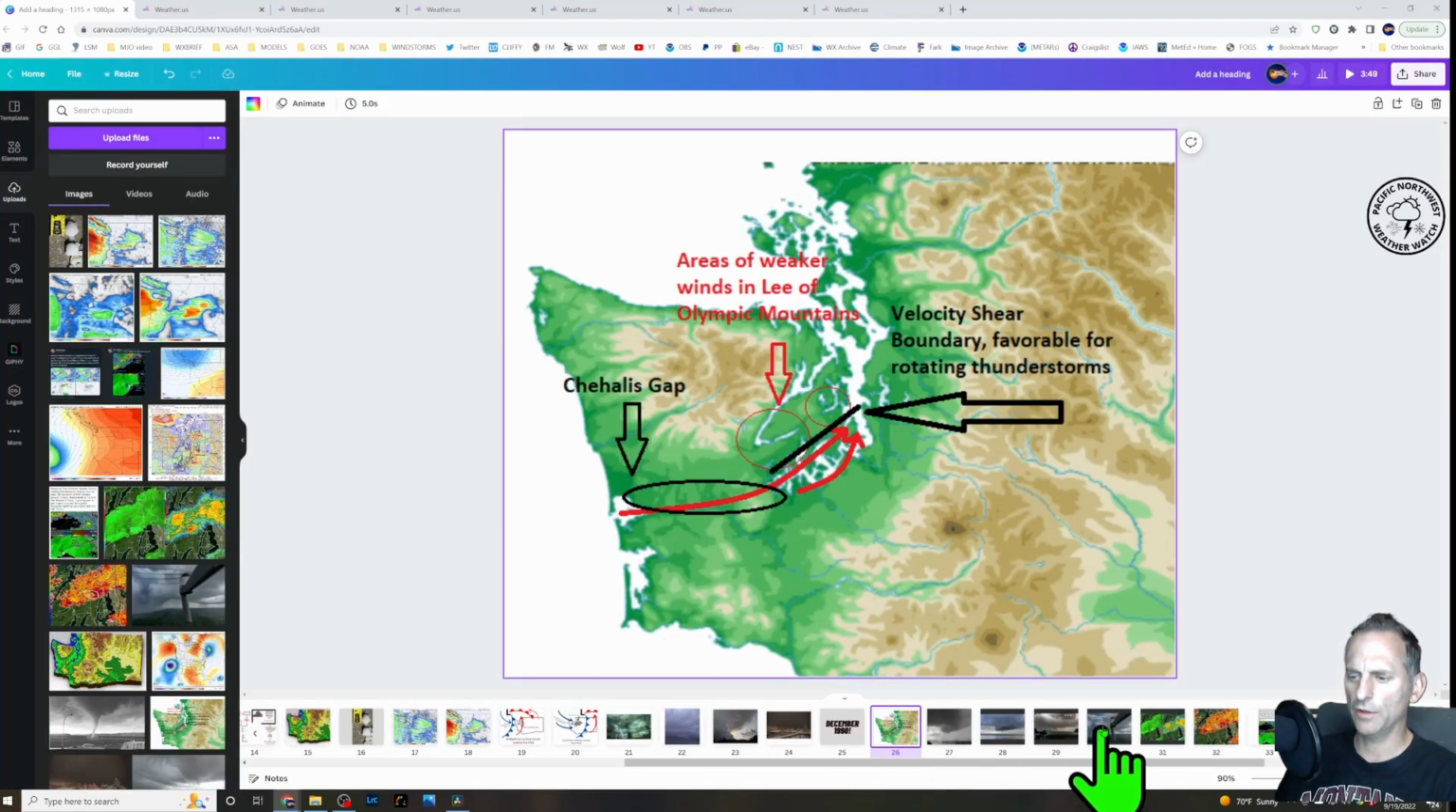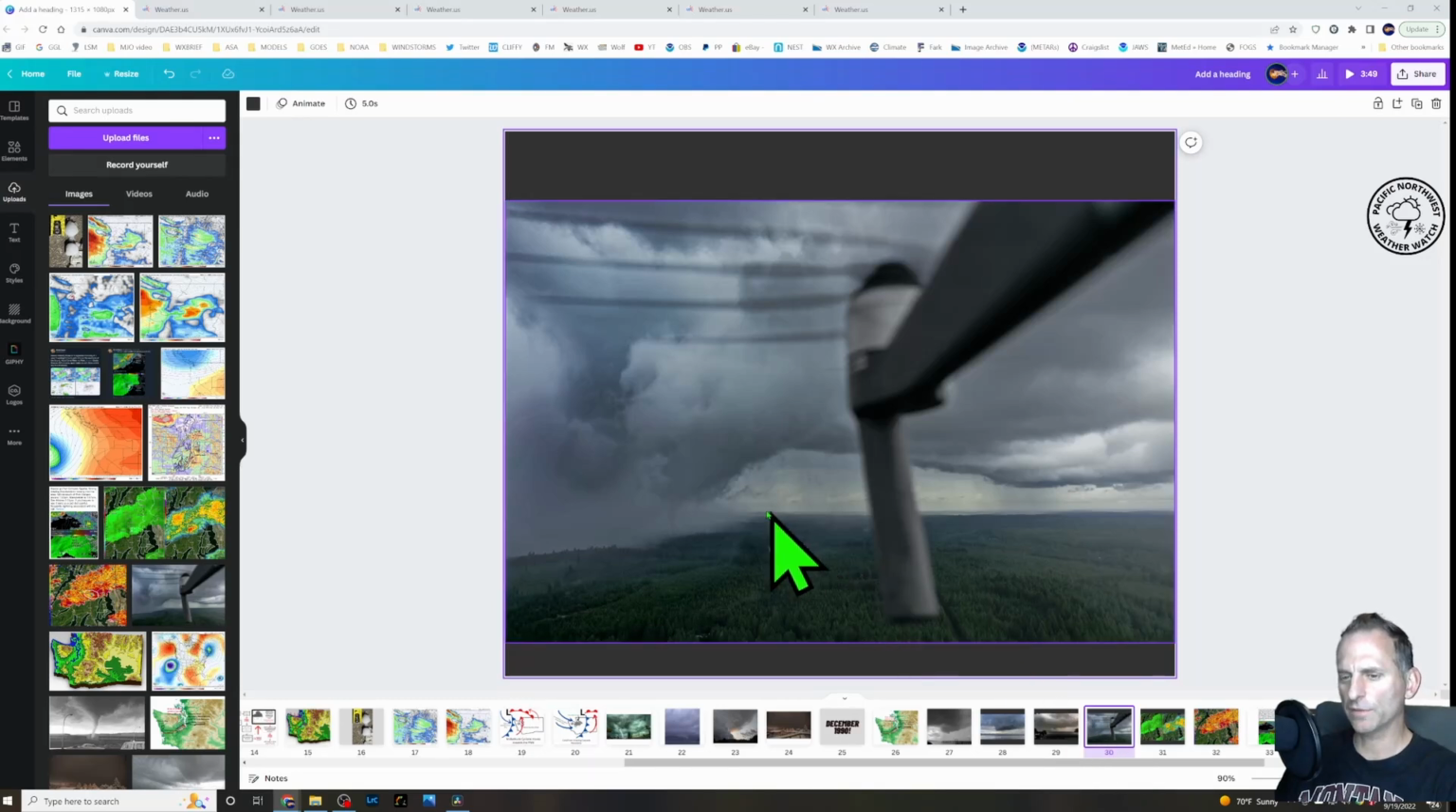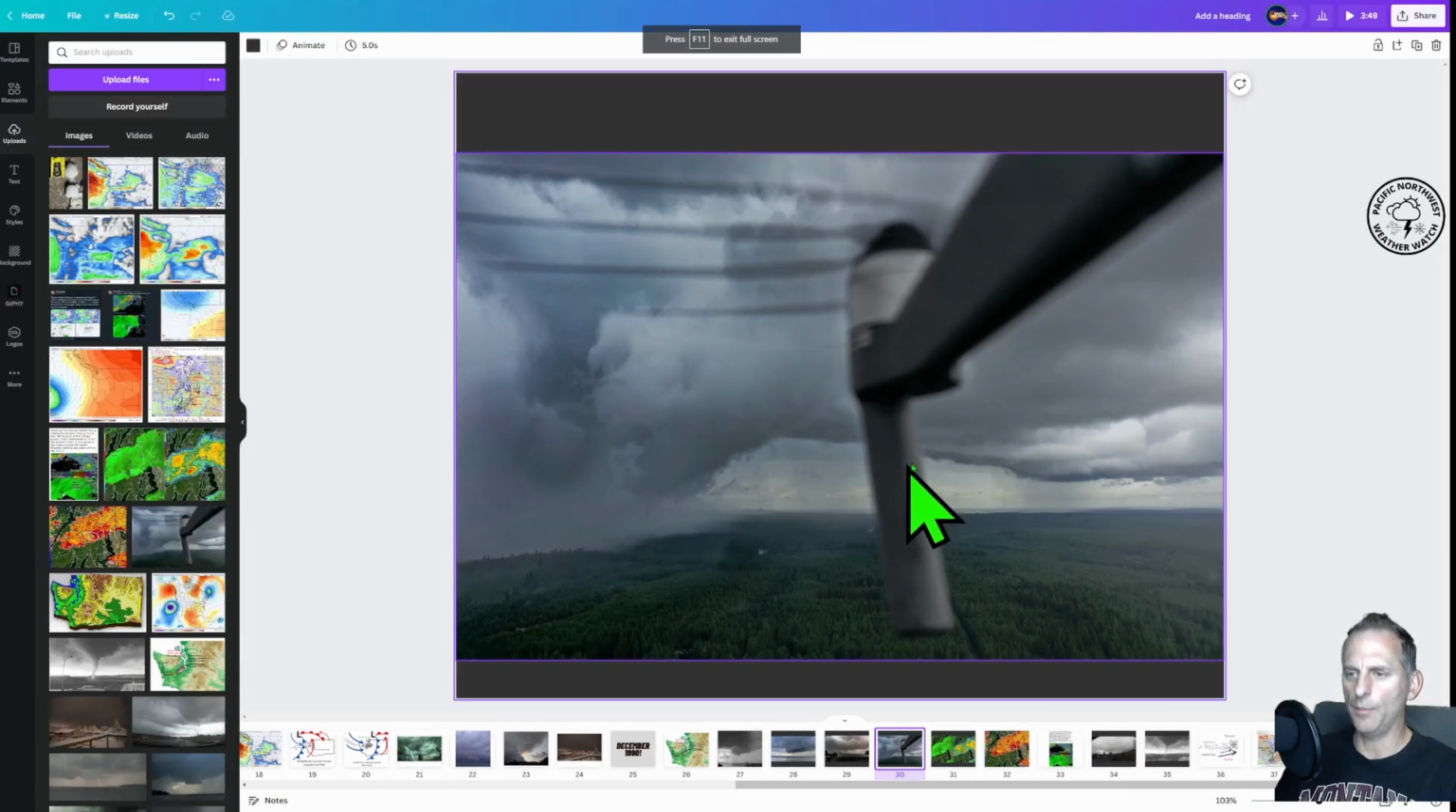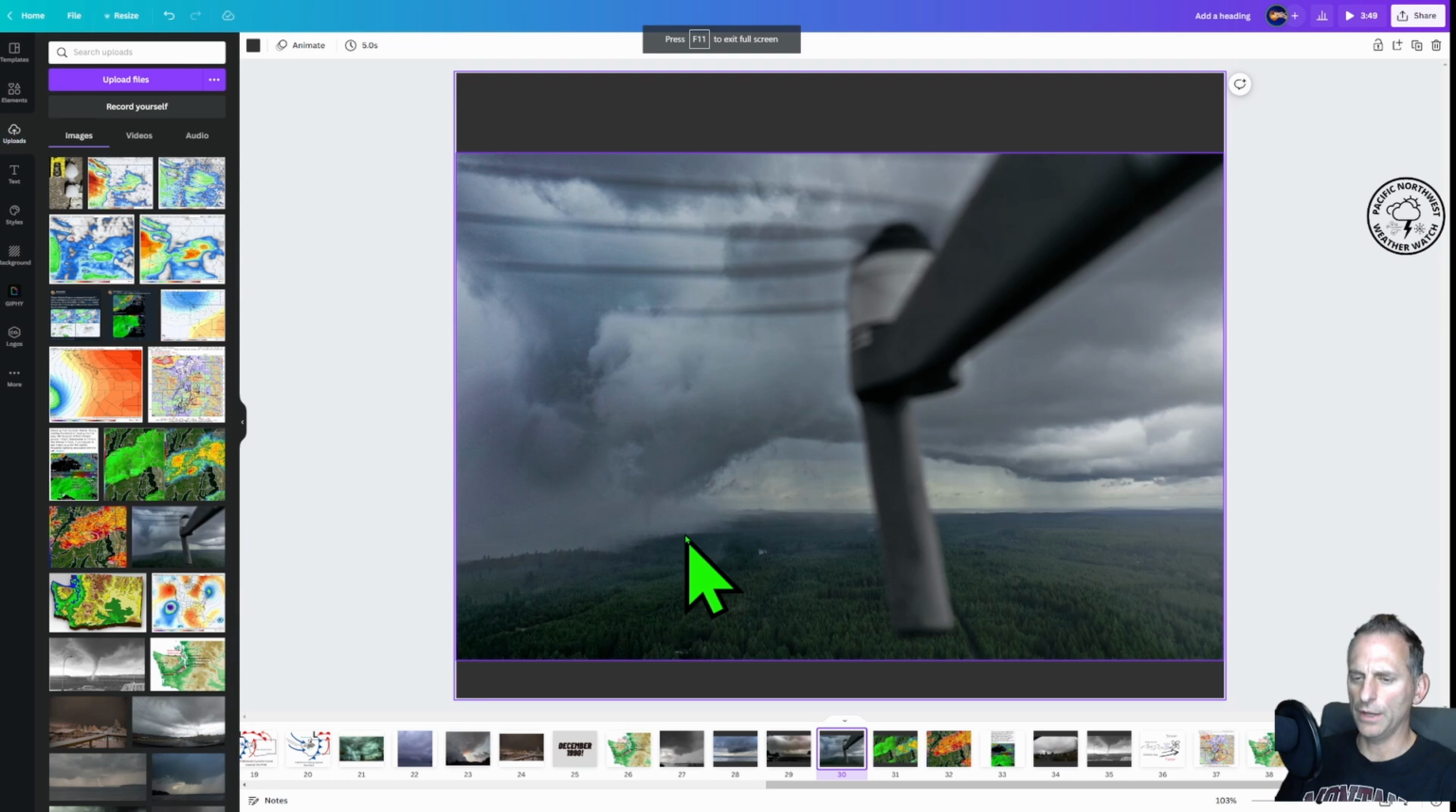But now taking a look here, another one. This was last year. You can kind of see a funnel forming here. Again, a product of that velocity shear zone. So I think these occur a lot more than what we really know, because when you're on the ground in this area, your view is limited massively by trees. It's really hard to get a good view.